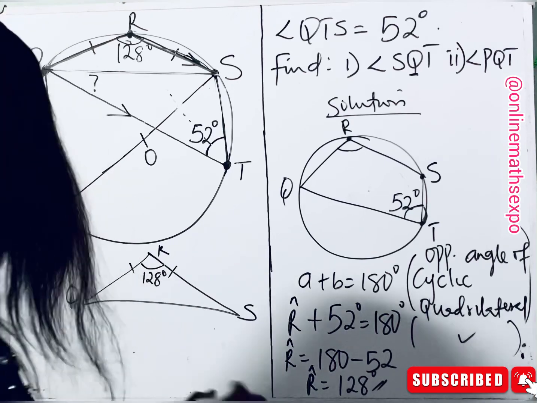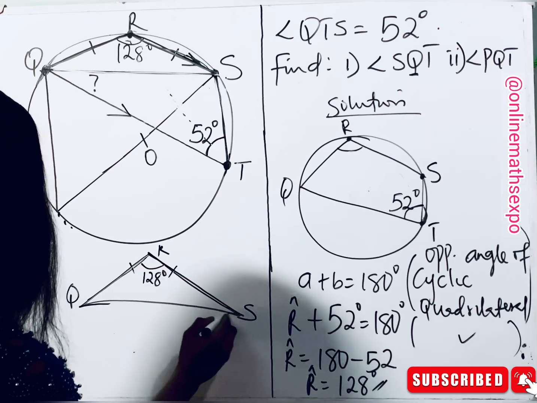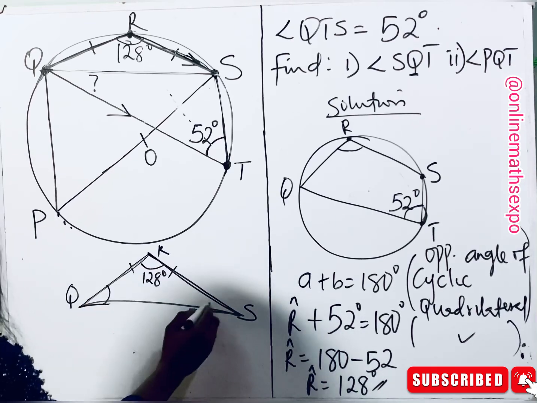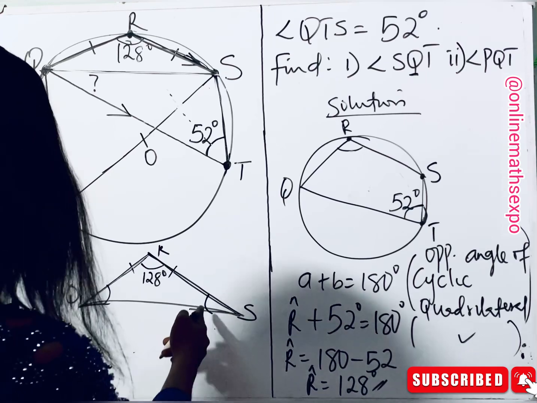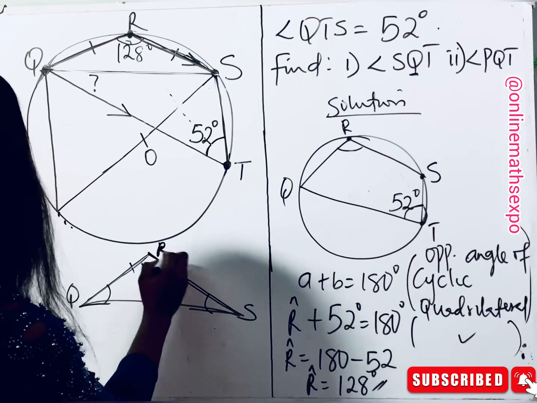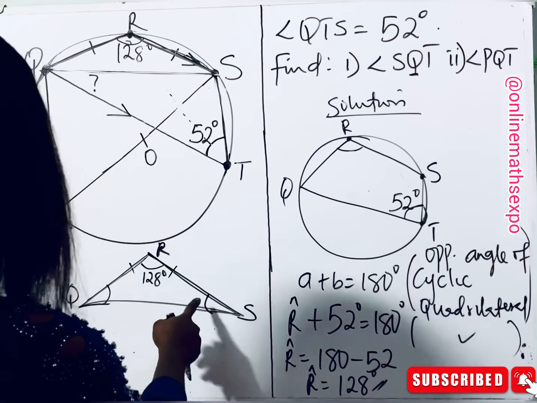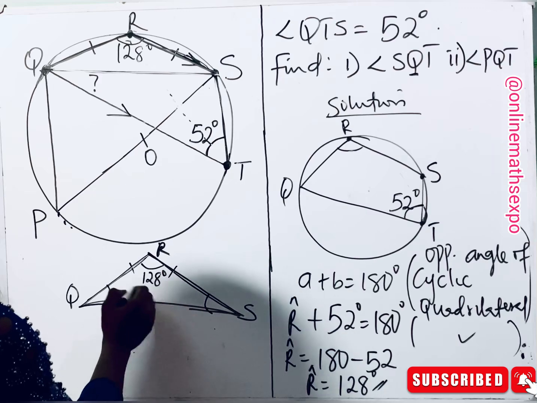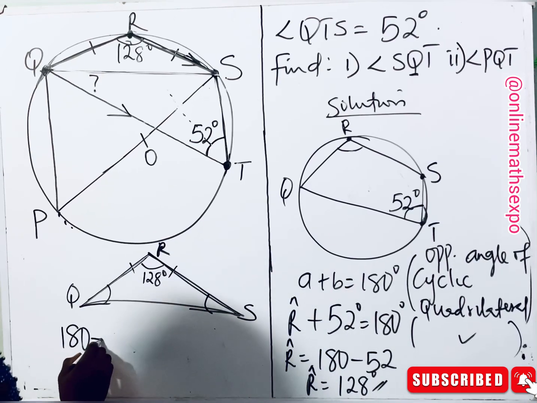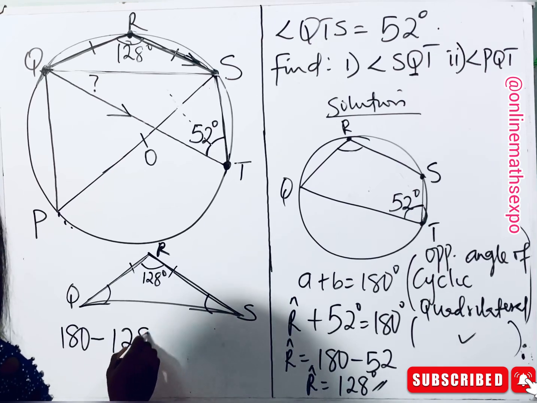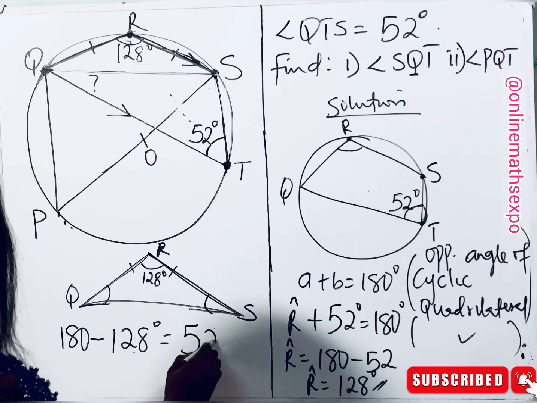It means that the base angles of this triangle will be equal to each other. So the angle here and here should be equal. I hope that is clear. So how do we get this missing angle? What you need to remember is that the total angles in a triangle is 180. So to get this missing angle, just take this value from 180. So we're going to have 180 minus 128 degrees. If you subtract this, it gives you 52.